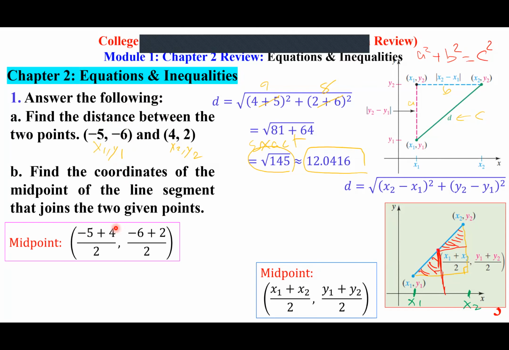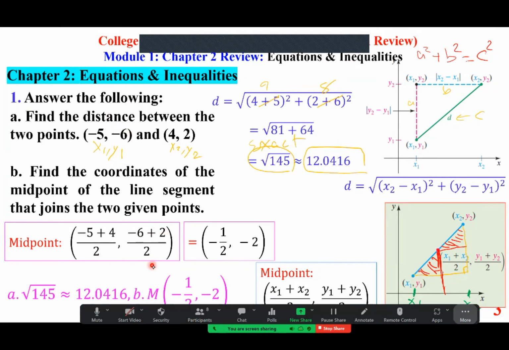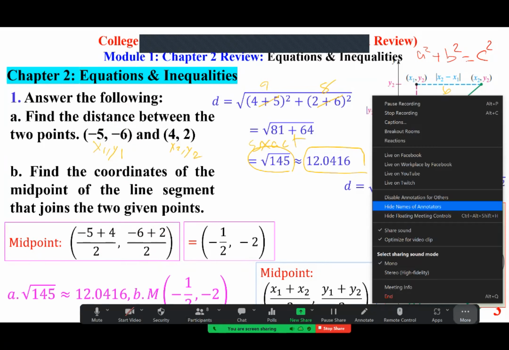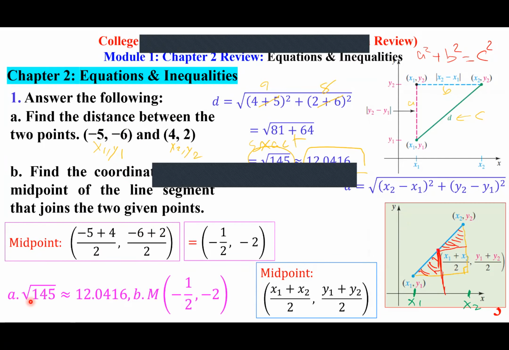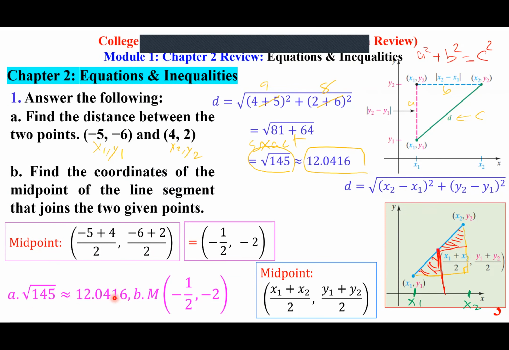So minus 5 and 4 is negative 1 over 2. Minus 6 and 2 is minus 4 halves, which is negative 2. Therefore, we say that in part A, the answer was square root of 145 precisely. This is an approximation. And the answer to part B, the midpoint has coordinates negative 1/2 and negative 2.